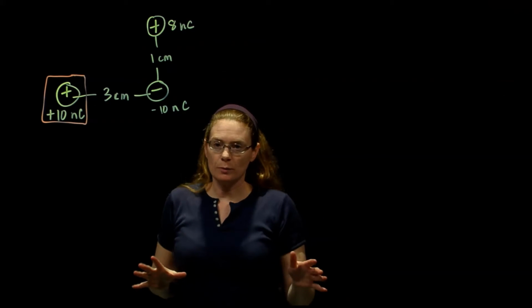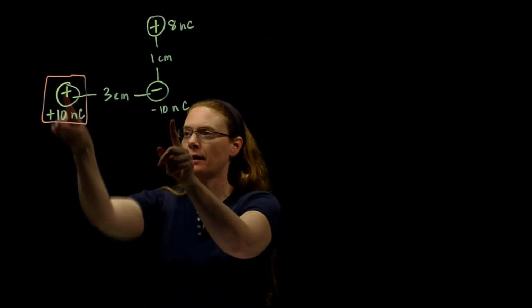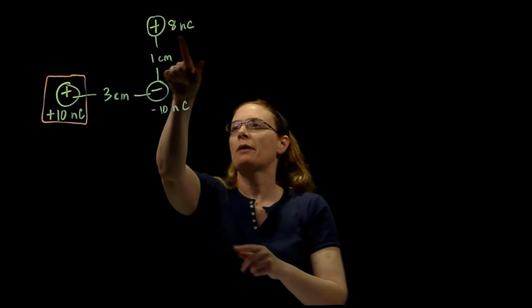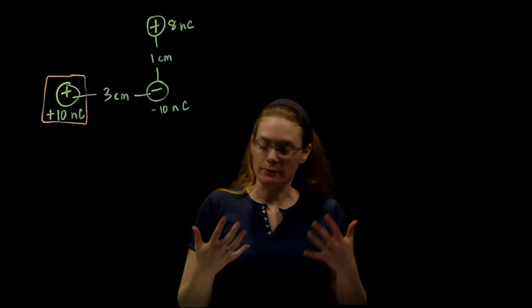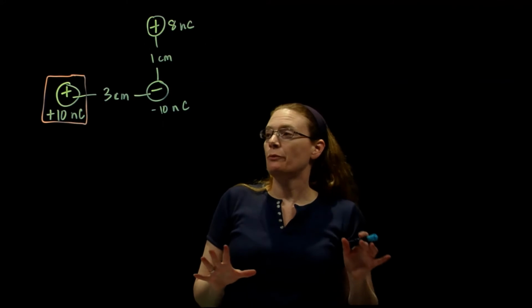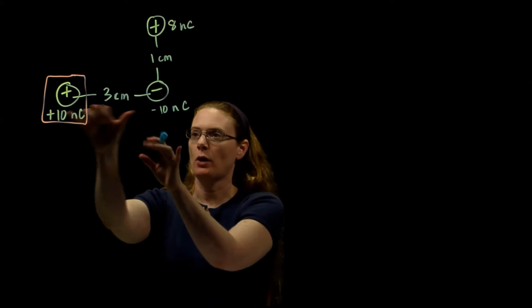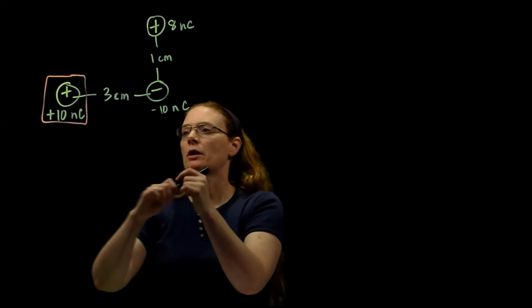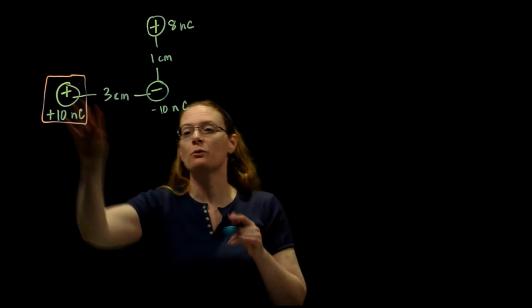So basic Coulomb's law, we're going to have a force of the negative 10 acting on the positive 10. We're also going to have a force of the positive 8 acting on the positive 10. And we'll have to add those as vectors. So to start with, what I really recommend you do first thing is draw the 2 force vectors for what's happening between the charges. So you are the 10. What do you feel? You are this positive 10. What do you feel from the other charges?